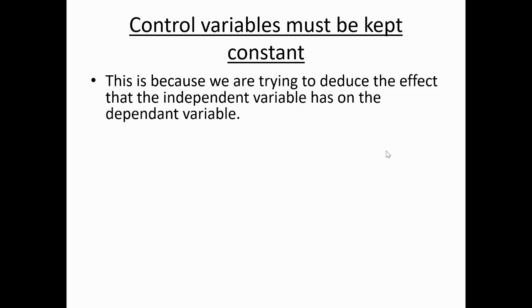Right. Why must we keep control variables constant? Why do we need control variables in the first place? Why do we have to care about anything other than the independent variable? Well, this is because we're trying to deduce the effect that the independent variable has on the dependent variable. Simply, how does light affect growth?